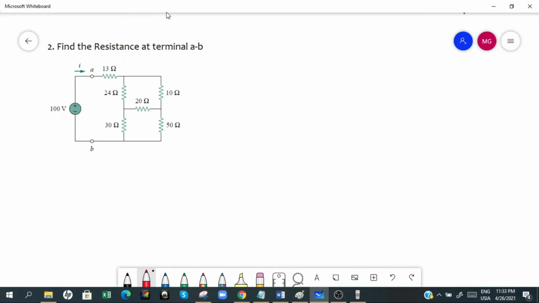So we have here finding the resistance at terminal AB. Now, since we cannot solve this through basic series and parallel combination, we might as well use delta to y transformation. So for me, I will choose these three parts, this one, this one, this one. I'll change this into a delta, so it will look like this one.